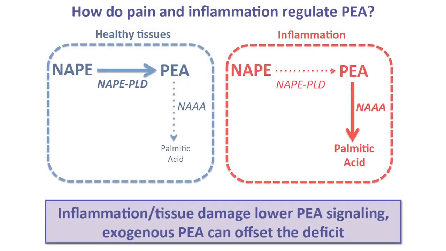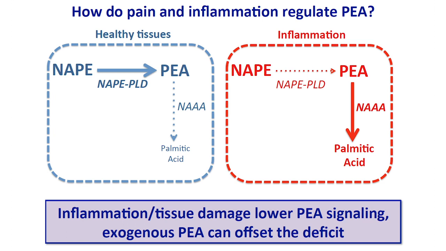How does that exactly work? Okay, here is how we think it works. In healthy tissues, there is a lot of PEA. And the enzyme that makes PEA is this enzyme here called NAPE-PLD. What this enzyme does, it cuts a large lipid we have on our cells called NAPE. And then PEA can be destroyed, deactivated by another enzyme called NAAA into this molecule here, palmitic acid. This is in healthy tissue, a lot of PEA.